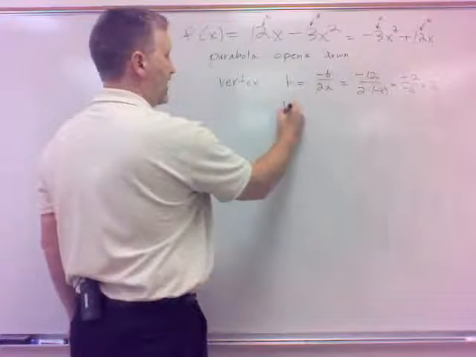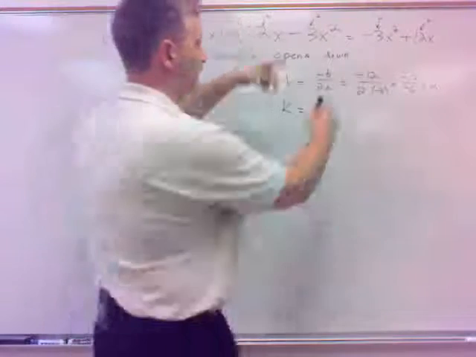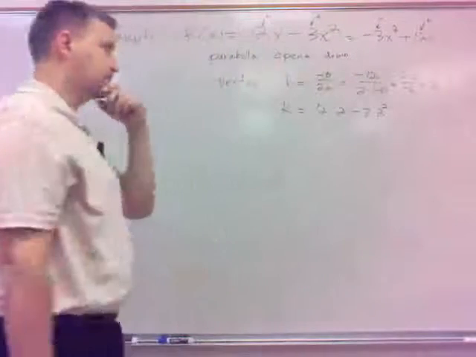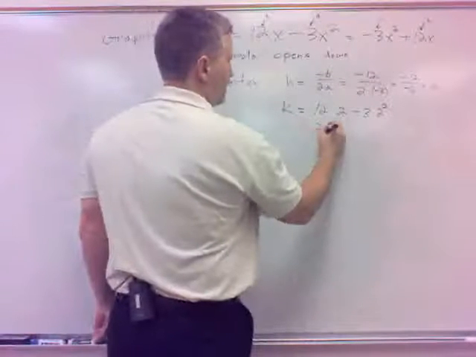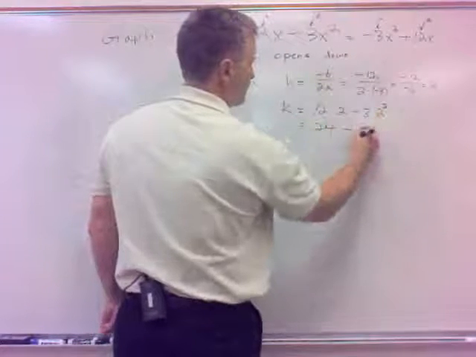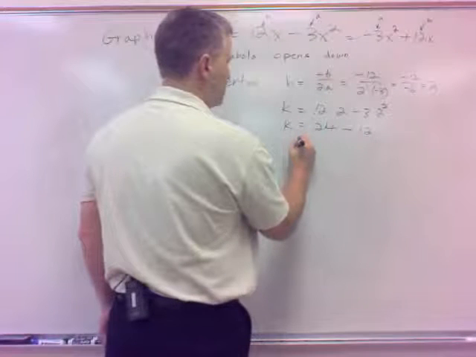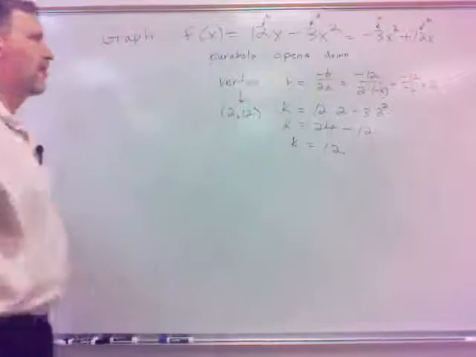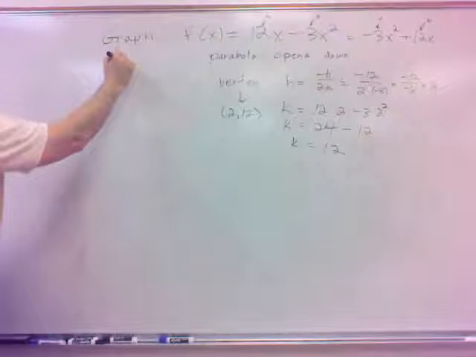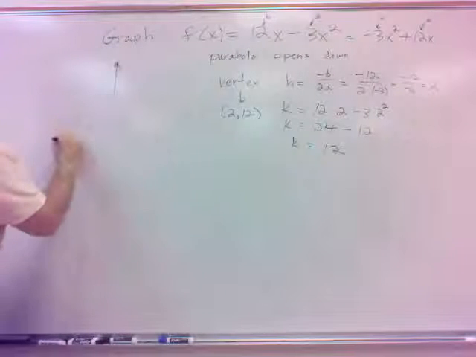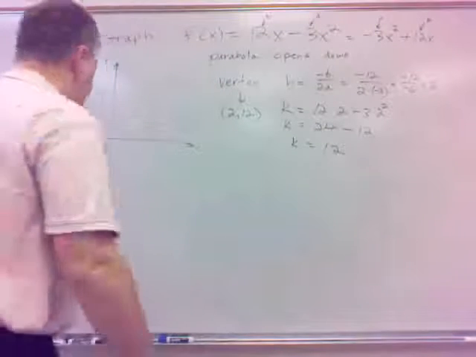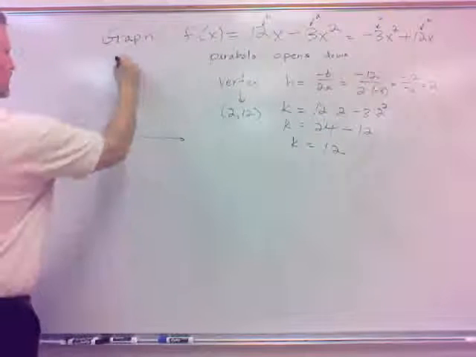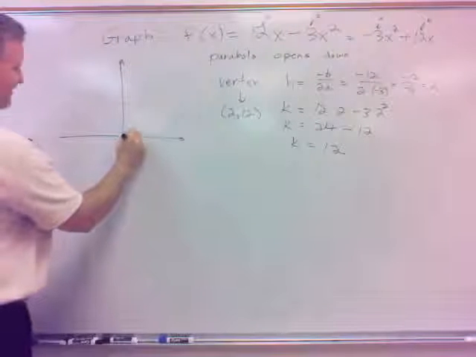With me on that? k then is, plug that in for x, either one. 12 times 2 minus 3 times 2 squared, or vice versa. That's 24 minus, do the square first, that'd be 3 times 4, it'd be 24 minus 12. So k is 12, isn't it? Vertex would be (2, 12). All right, I'll go with that. All right, (2, 12).